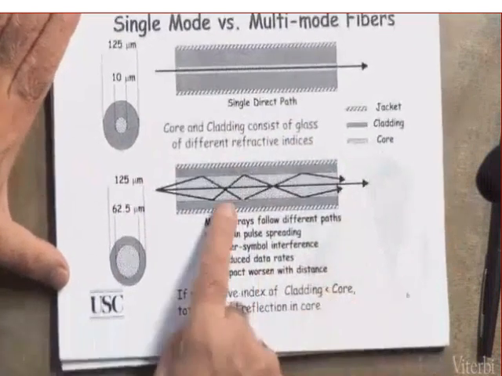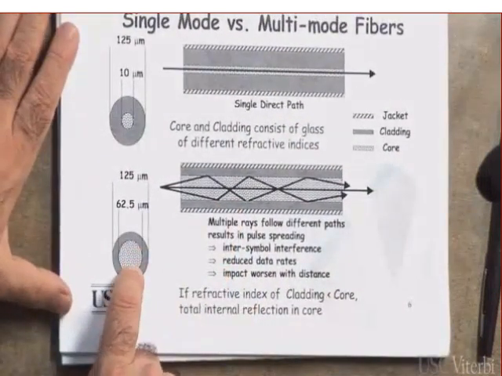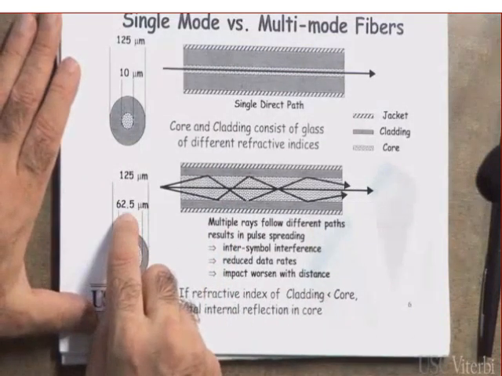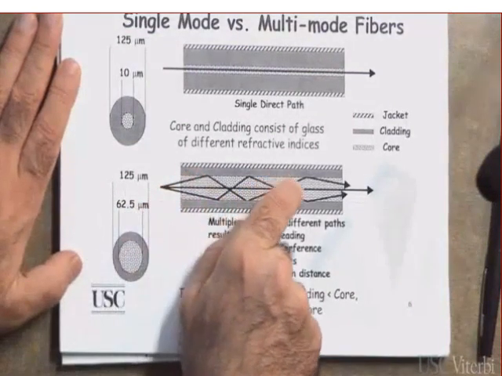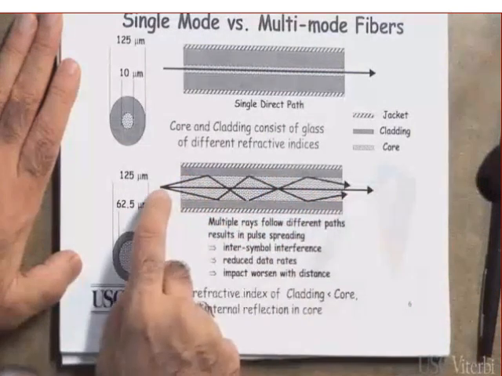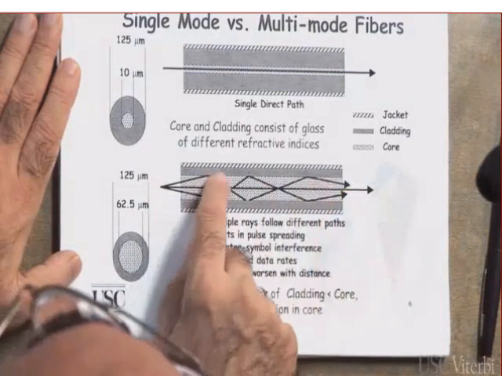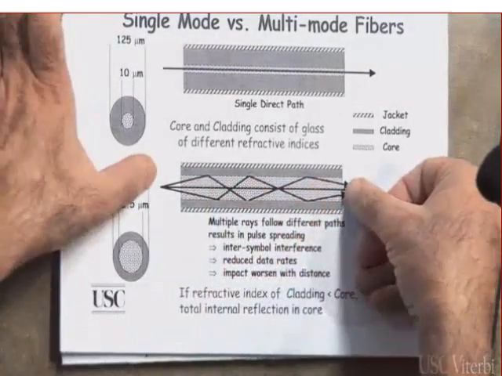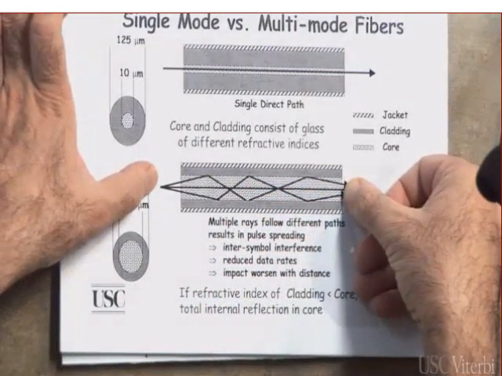Clear? What happened here in a multi-mode? What do you see? The core is wider. It's now 62.5 micrometer. Clear? The optical signal might take multiple paths from the source to the destination. When they take multiple paths, what does it mean? It means the delay will be variable. Do you agree? The delay will be variable.